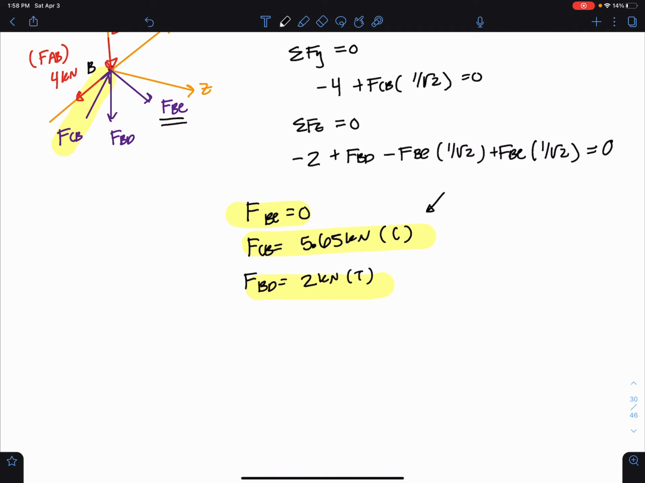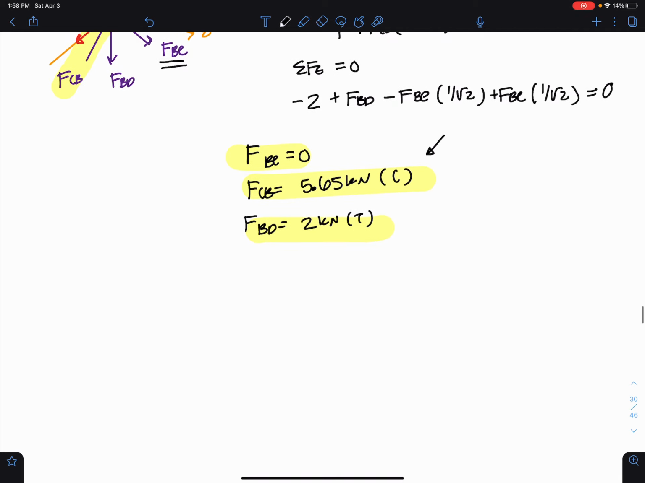Okay? Now, at this point, if you apply scalar equations of equilibrium to the forces acting on the free body diagram of joints D and C, so I want you guys to try this, you'll get FDE equals FDC equals FCE equals 0. There we go. So how did we get this?